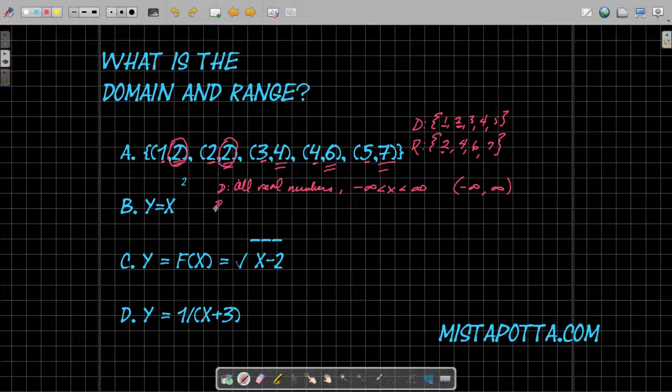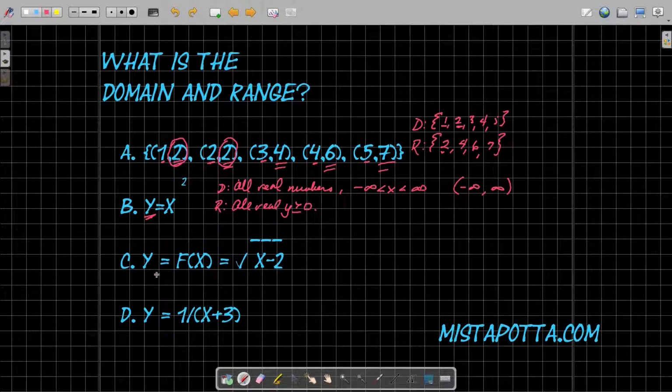For my range, though, there's no way that I could ever get a negative number out of this, because anytime that I square a real number, I'm going to get a positive number or I'm going to get 0. So my range is going to be all real y greater than or equal to 0. In other words, I can only get values for y that are non-negative.